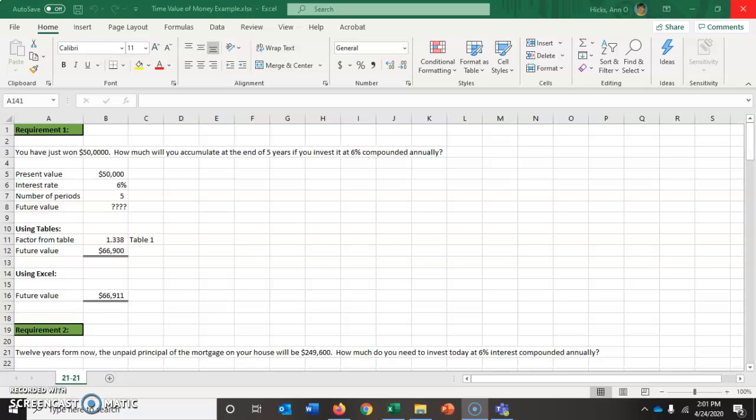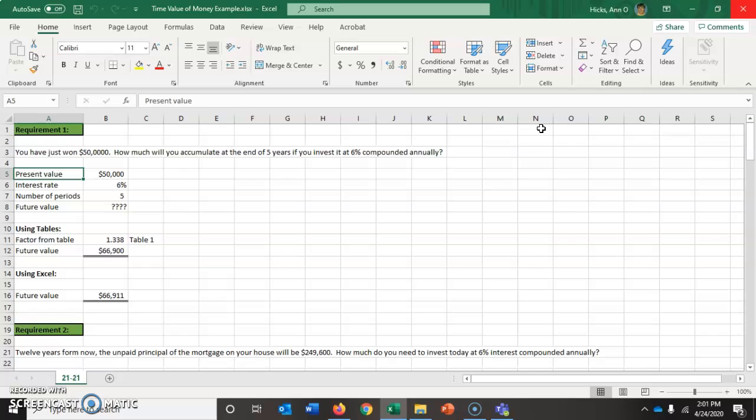And the more frequently that interest rolls into the principal, or compounds, the faster your investment will grow. So this all revolves around 4 or 5 different factors, where if you have all but one, you can always solve for the missing one. And we're going to go through several examples that highlight the different potential scenarios.